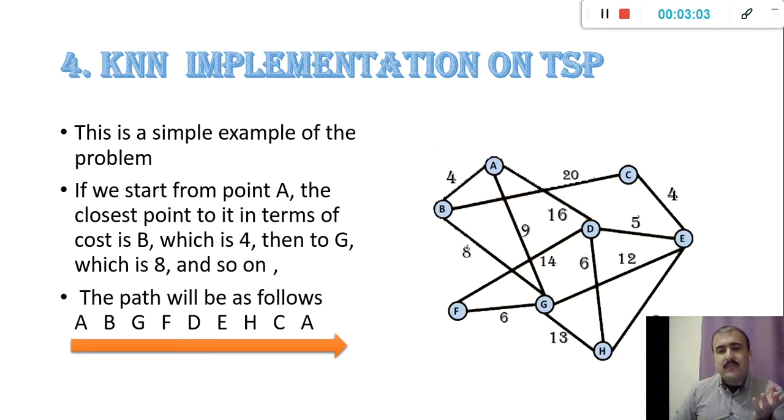From B, the shortest path is to G, because the path to C is 20. So the shortest travel is from B to G, and so on. The result will be as follows on the left side: A, B, G, F, D, E, H, C, and A. We come back from the last point, C, to the start point, A.